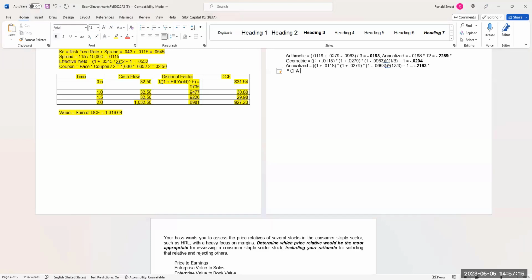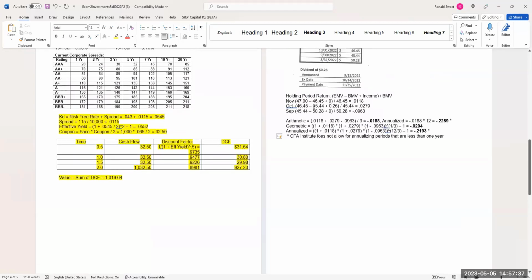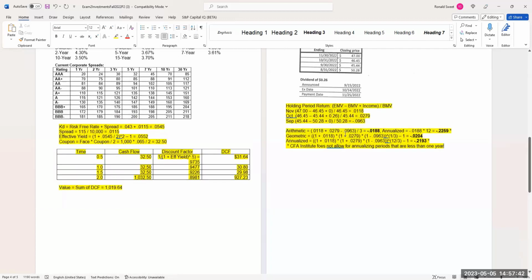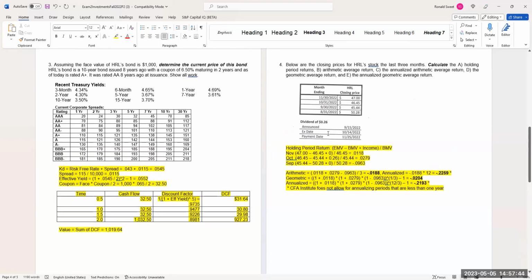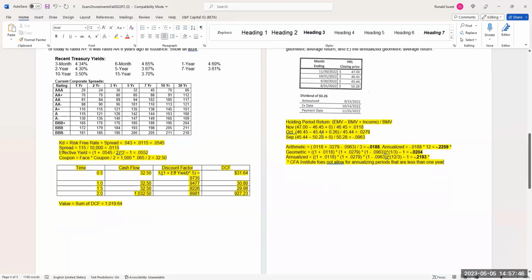is CFA Institute does not allow for annualizing periods that are less than 1 year. So I'm not allowed to annualize that because I only had 3 months. That's it. That's that question. Very straightforward question. Can't remember if that was our team competition or not, so we may be seeing some duplicate here. A very simple question, and you do this a lot in finance, so you should get used to calculating returns.